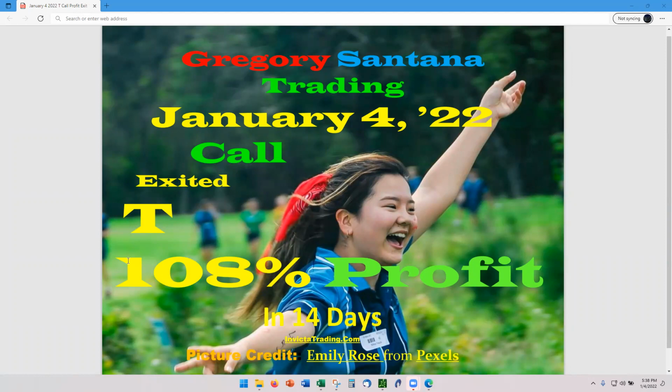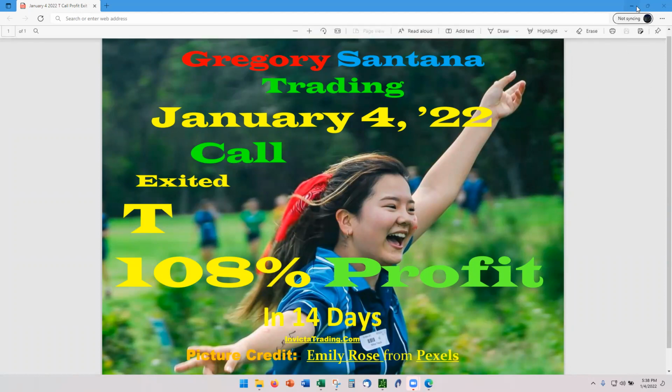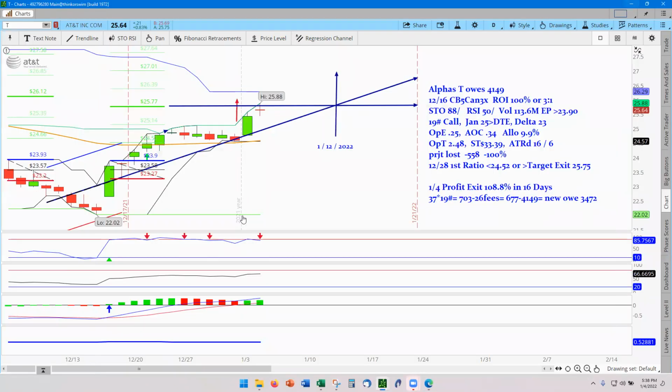We have an exit on T at 108% in 14 days. Let's go look at that chart. There's the chart. That was our setup right there. And we entered it. This was based off the price channel, my short-term price channel. This line here is the 50-day moving average, which I am using for stochastics.